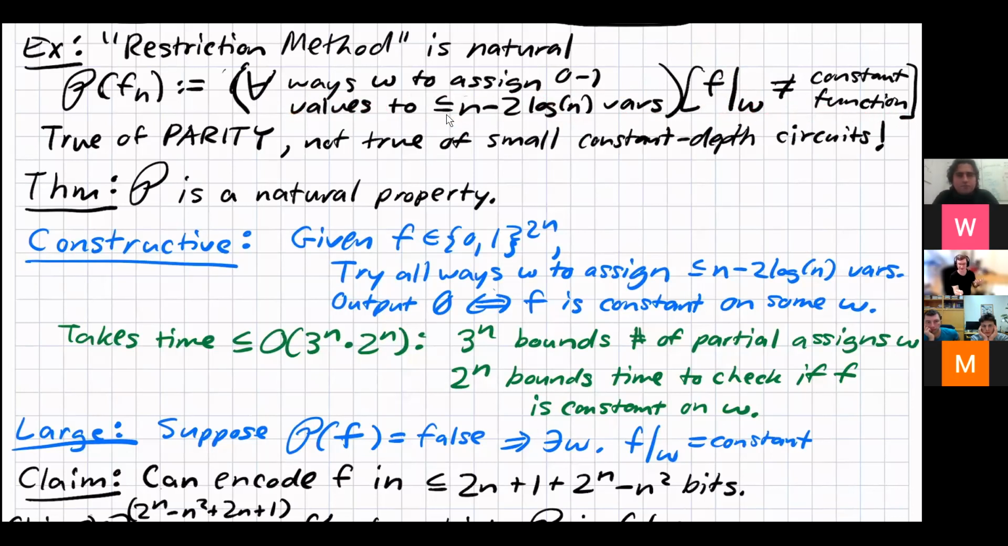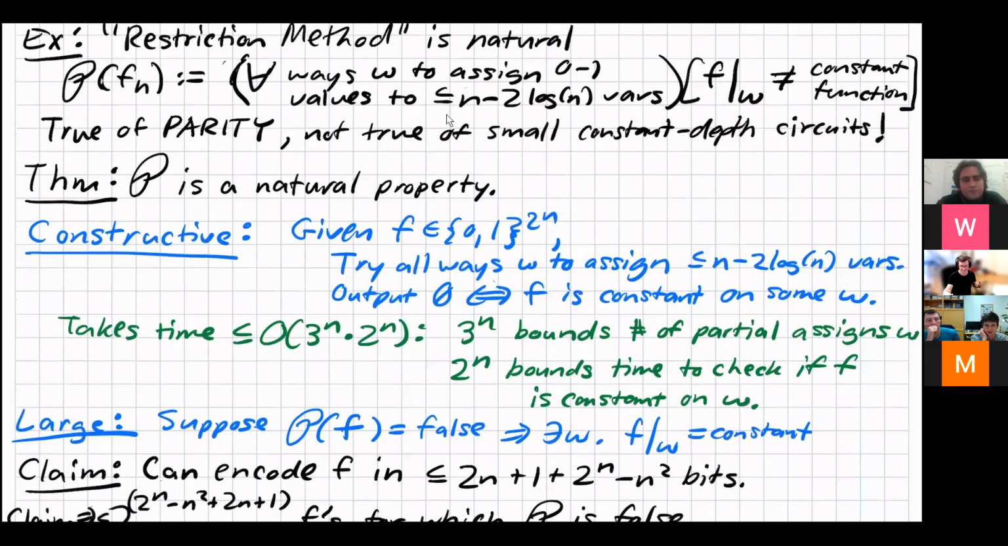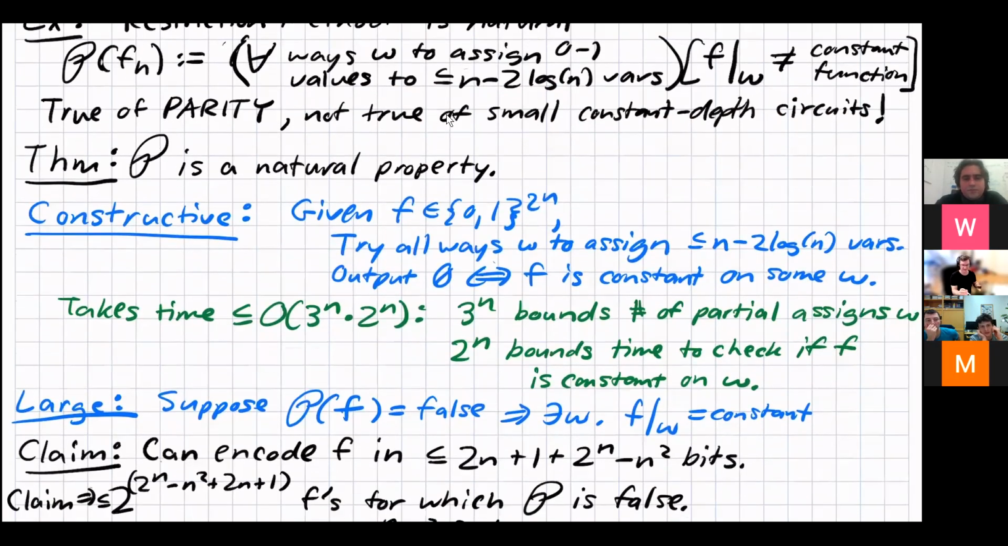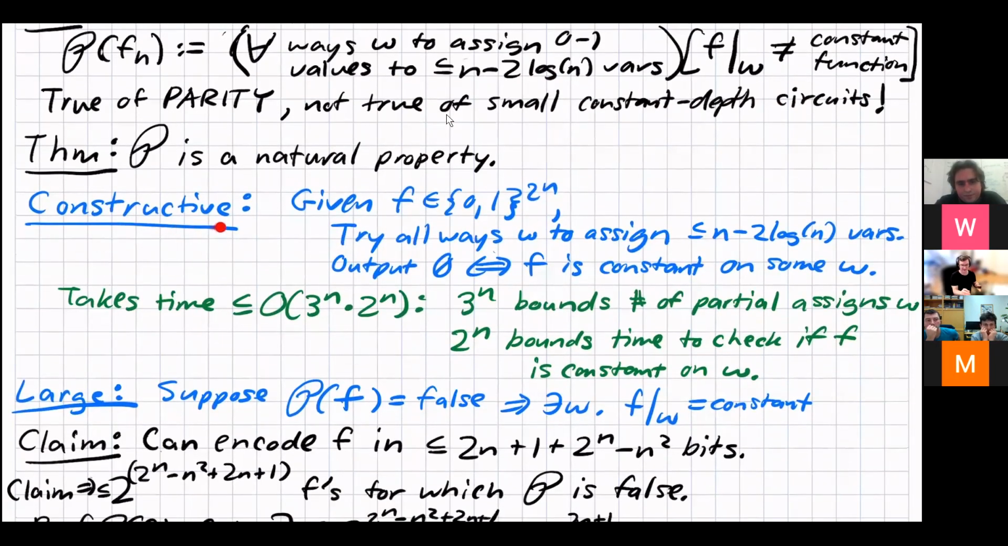Like the parity function, for example, this property is true. You have to assign all the bits of parity for it to finally become constant. So even if you leave something unset, you can flip the bit of parity. But it's not true of, say, small constant depth circuits using ORs and ANDs. Things like this are used to prove lots of lower bounds against constant depth circuits, and they're always natural, as we'll see.